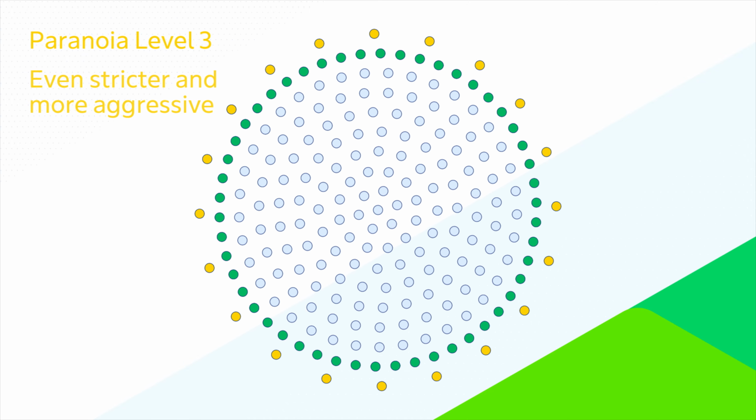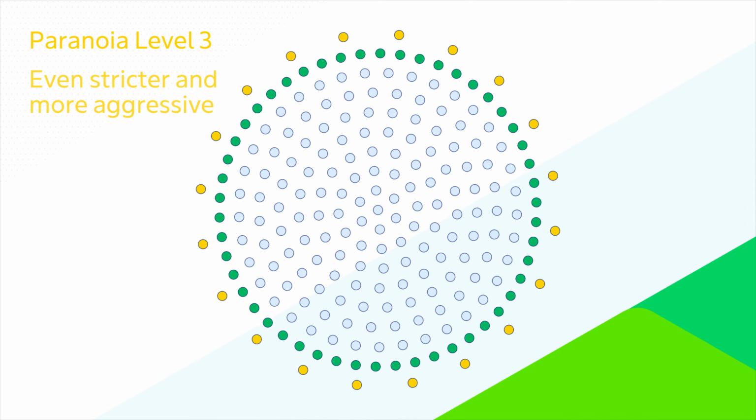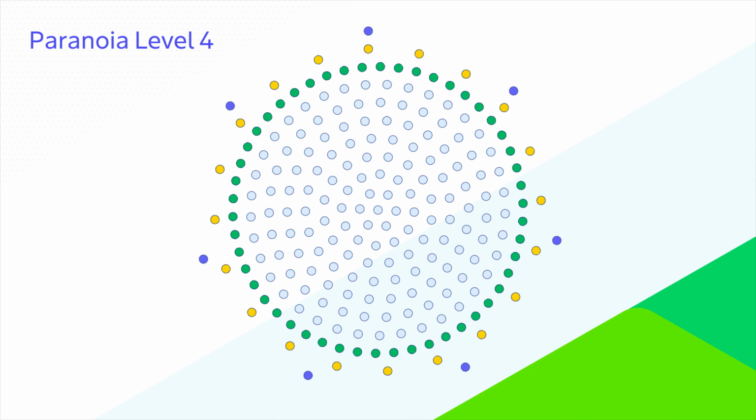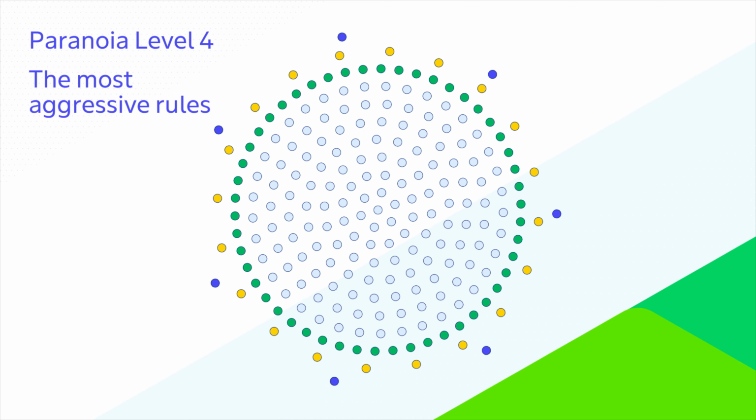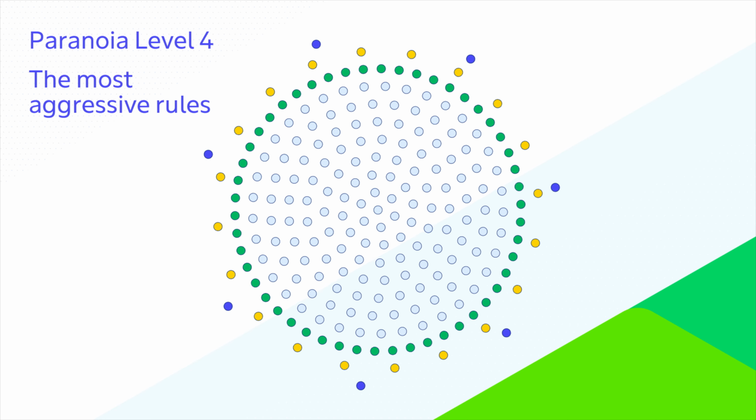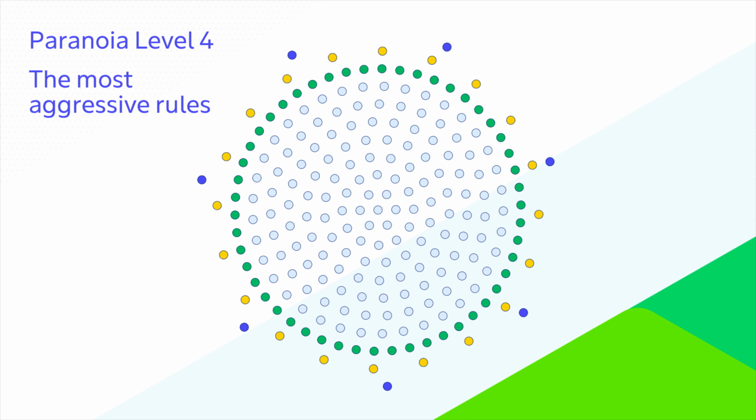Moving up to Paranoia level 3 introduces around 20 additional rules. These rules are even stricter than the previous levels and are mostly related to specialized kinds of attacks. Finally, moving up to the highest Paranoia level of 4 adds about 7 additional rules. These are the most aggressive detection rules in the entire rule set. These rules detect a very high percentage of attacks, including many of the latest zero-day exploits.